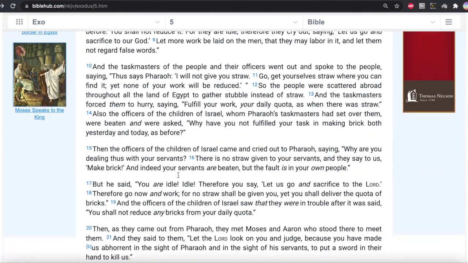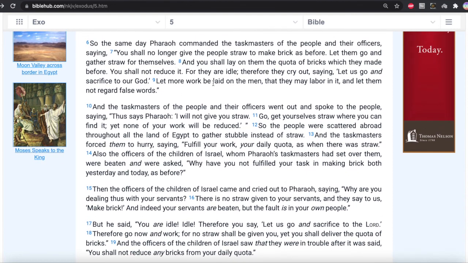So we scroll to verse 9, and now we can see the whole context of what's going on: Pharaoh is telling his overseers to make the enslaved Hebrews work even harder so that they won't have time to listen to Moses. If you read the whole chapter, you would see. This verse says, "Let more work be laid on the men, that they may labor in it, and let them not regard false words." So this is the verb we're looking for, right? Regard, gaze upon false words. Basically, keep them so busy they don't have time to pay attention to Moses's lies.